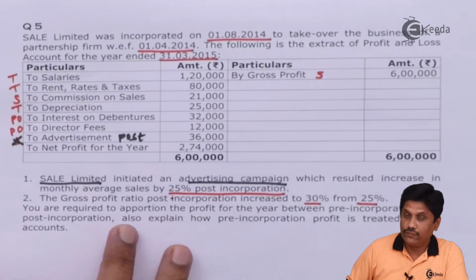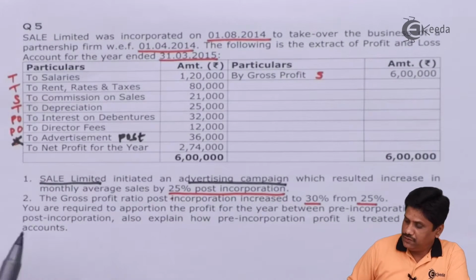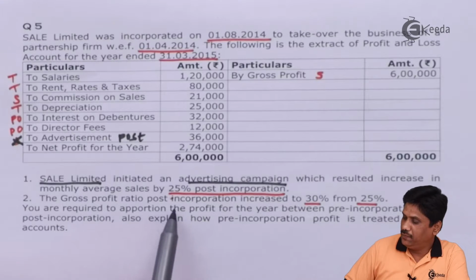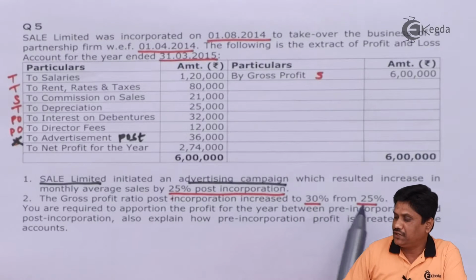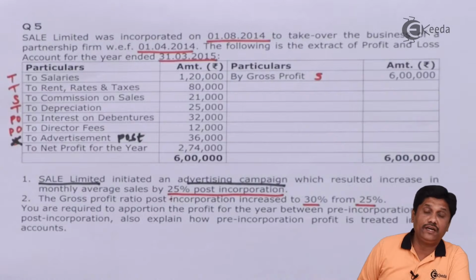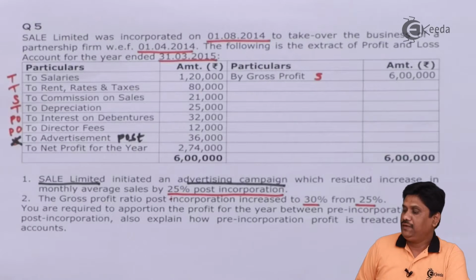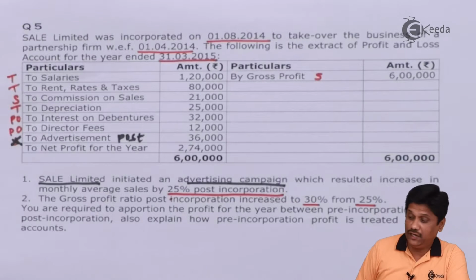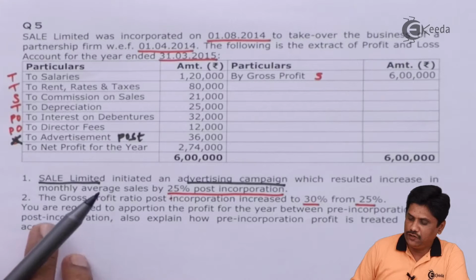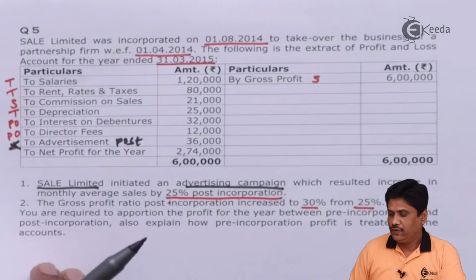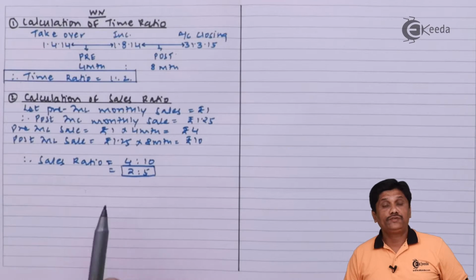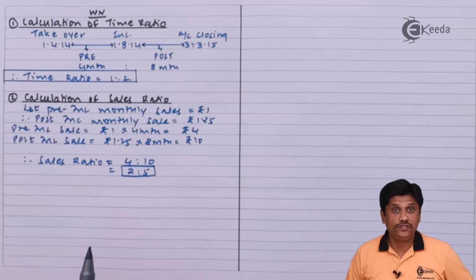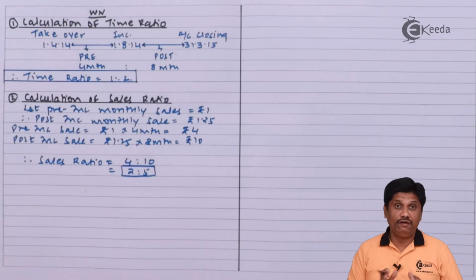One more thing you can notice in the question: gross profit ratio in post-incorporation period increased to 30% from 25%. Earlier it was 25% on sale, and in post-incorporation it is 30% on sale. It is a very typical adjustment we have seen. Now, in your working note number 2, we got the sales figure. Based on that I will work out my GP ratio for dividing the GP.